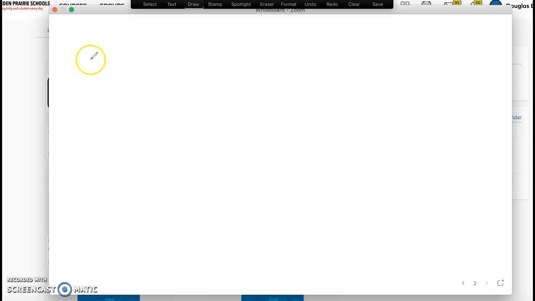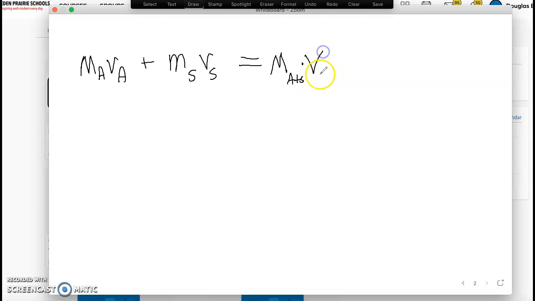So I'm going to set it up. I'm going to use subscripts A and S for Anthony and Sissy. So mass of Anthony, velocity of Anthony, plus mass of Sissy, velocity of Sissy. This is an inelastic collision. It's sticking because she jumps into his arms. So I'm going to do a combined mass of Anthony and Sissy times the new velocity of Anthony and Sissy. And that's what they want us to find, this velocity.